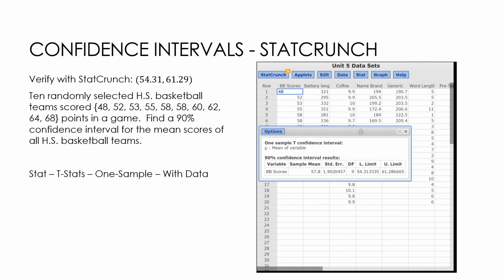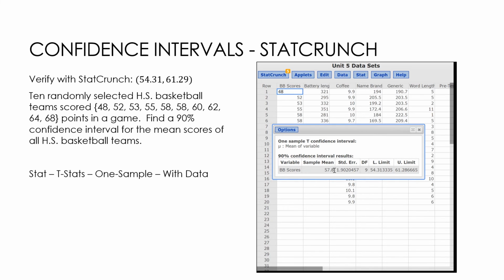And notice what it did is it created my sample mean, which is 57.8, which I already knew, my standard error, which is when they took the standard deviation divided by the square root of n, and then the lower limit 54.31, upper limit 61.29. And that matches exactly what I had by hand.